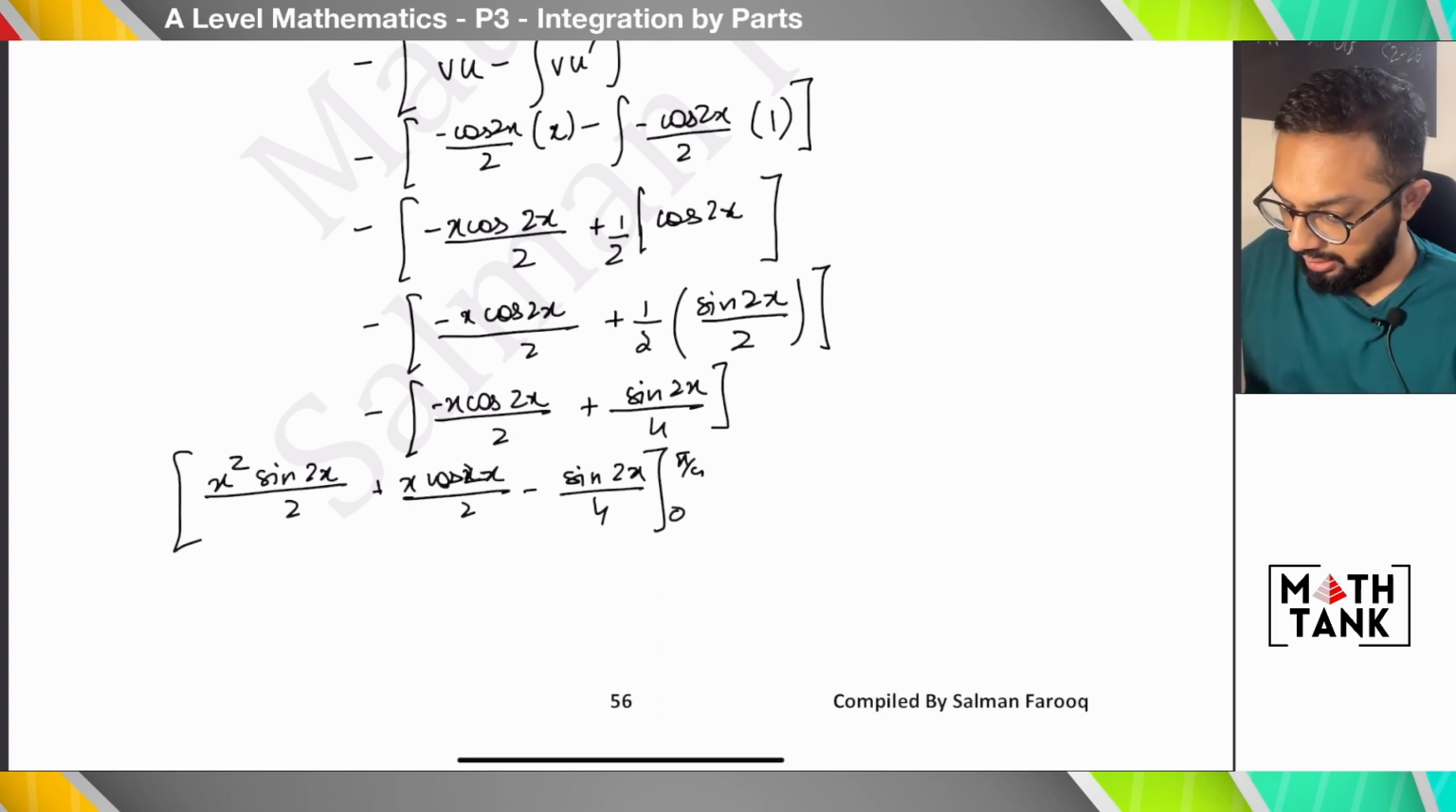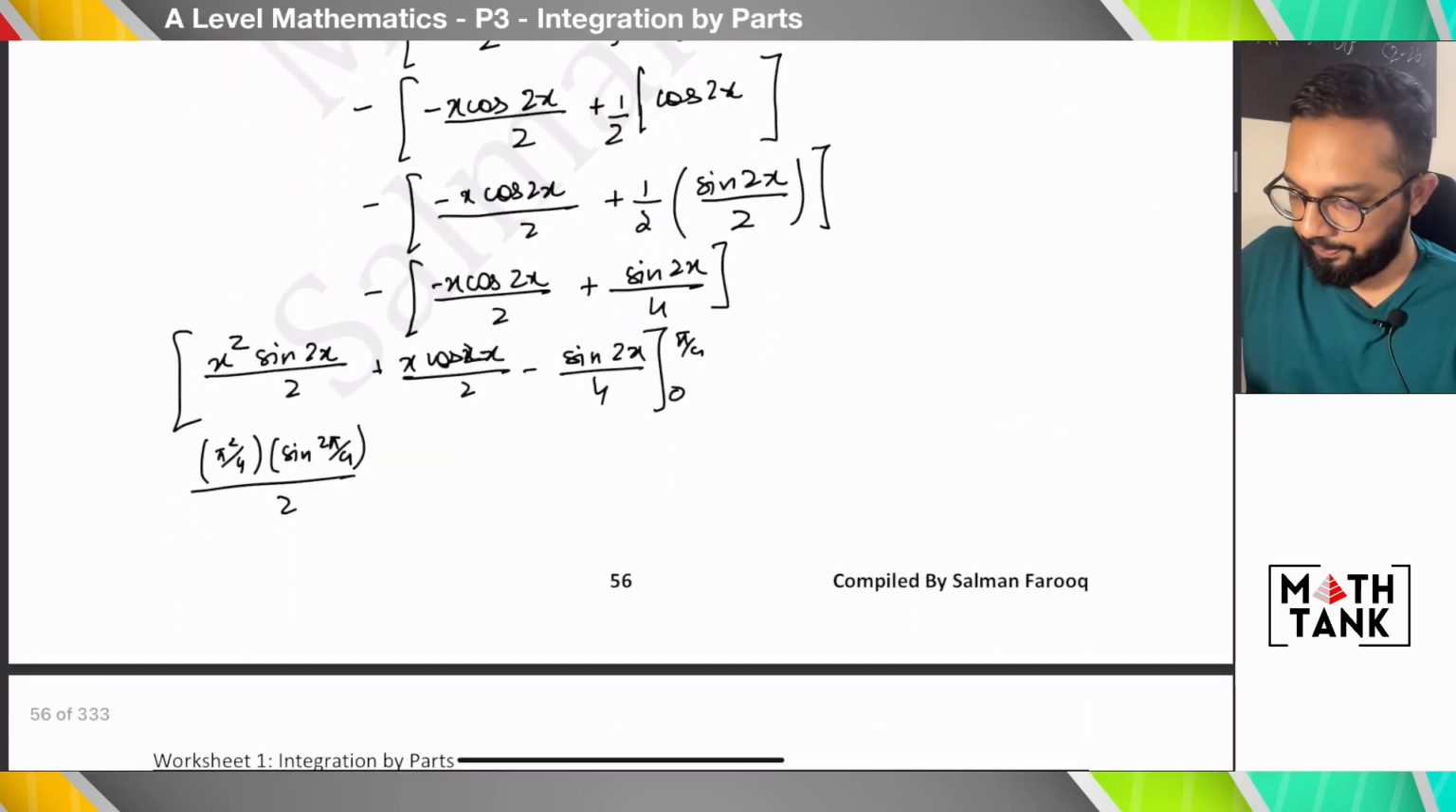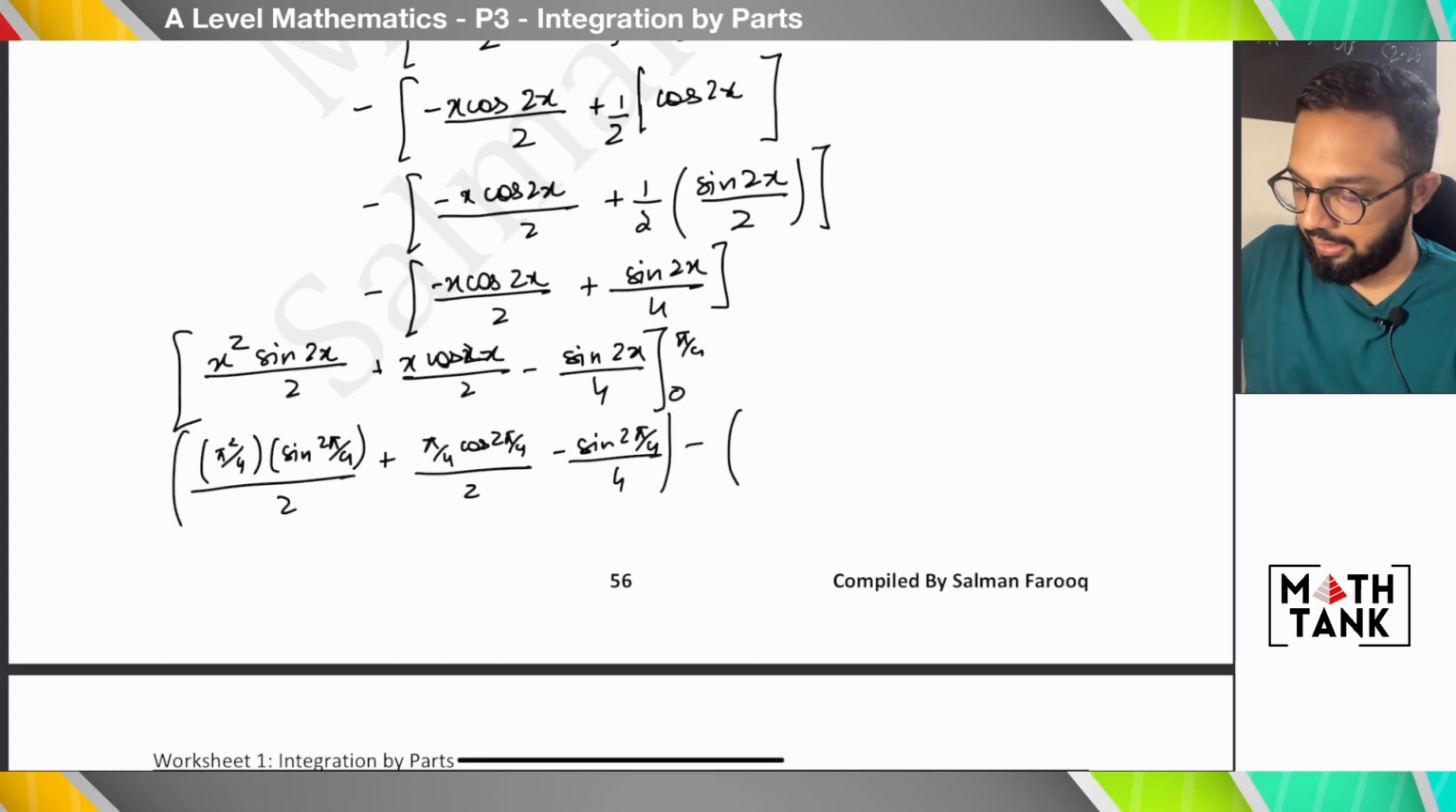There's nothing that I could take common, so let's just go with the flow. So that's pi squared over 4 sine 2 pi over 4 over 2. Complicated sort of. Plus pi over 4 cos 2 pi over 4 over 2 minus sine 2 pi over 4 over 4. That's the upper limit. The lower limit becomes 0 because x squared is 0. Then the other one also becomes 0, and the last one also probably will become 0. So I just have the upper limits.